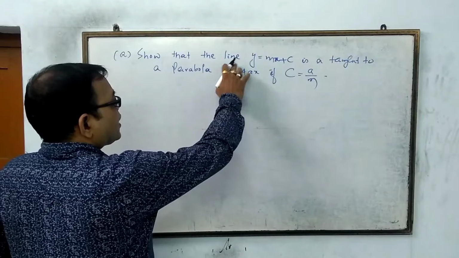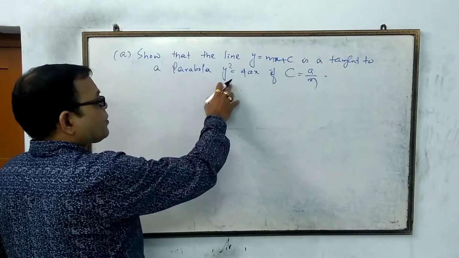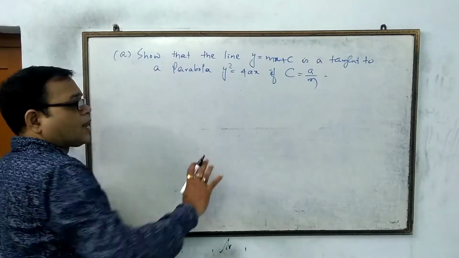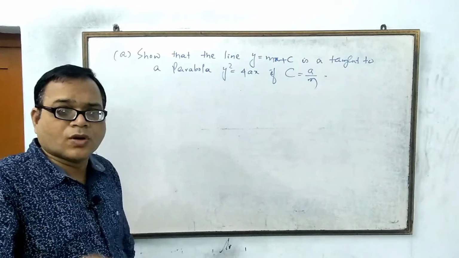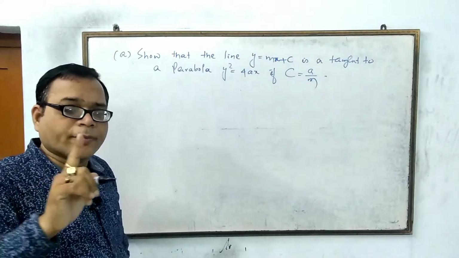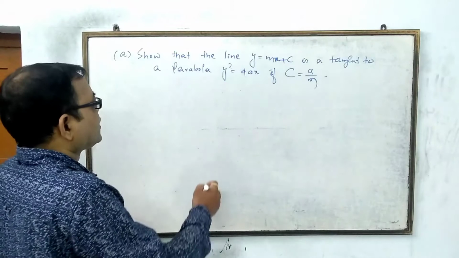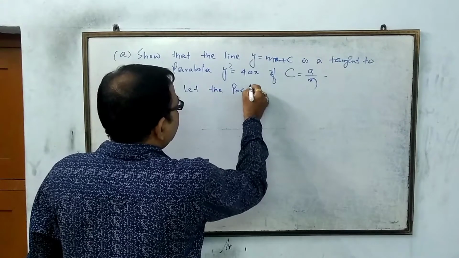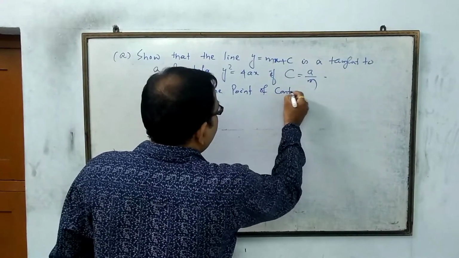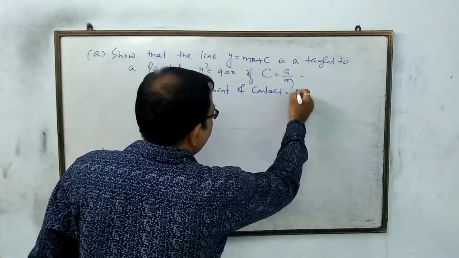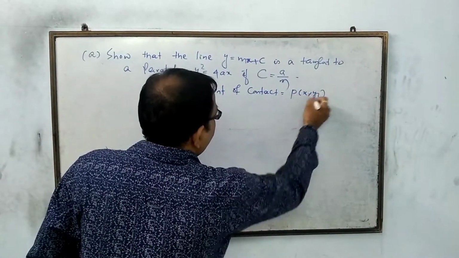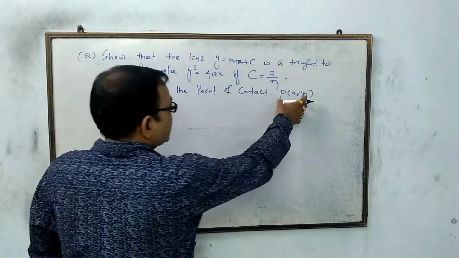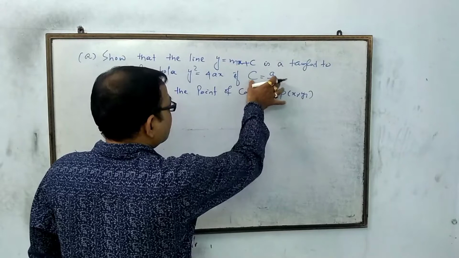The line y equal to mx plus c is a tangent to the parabola. If a line is tangent to a curve, then no doubt the line and the curve both meet at a single point, and let that point be x1, y1. We can call it the point of contact. Let the point of contact be P x1, y1. The point of contact lies on the tangent as well as on the parabola.